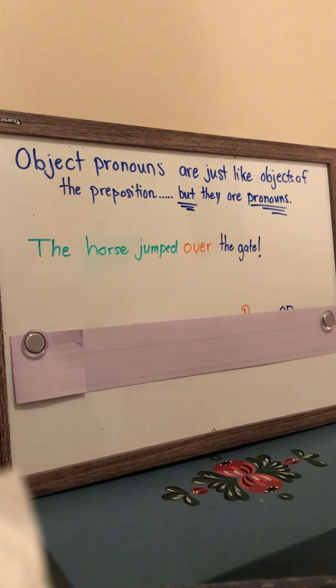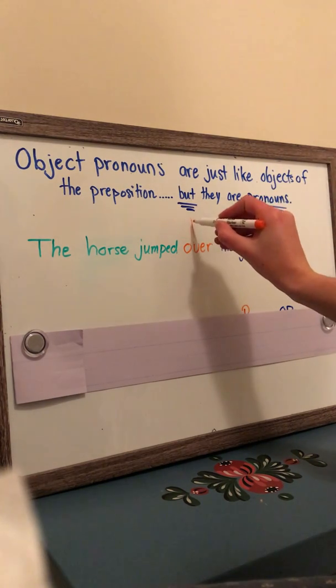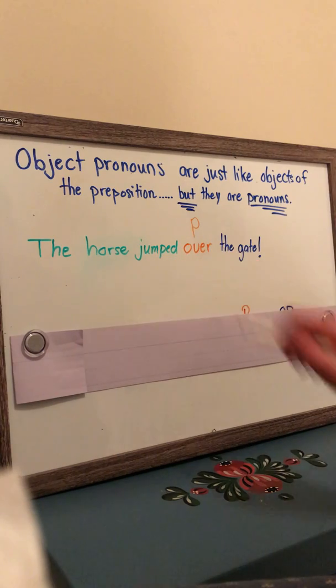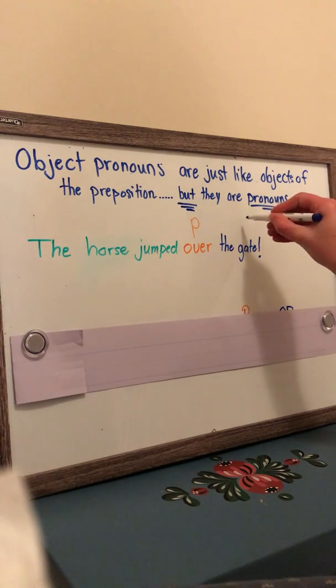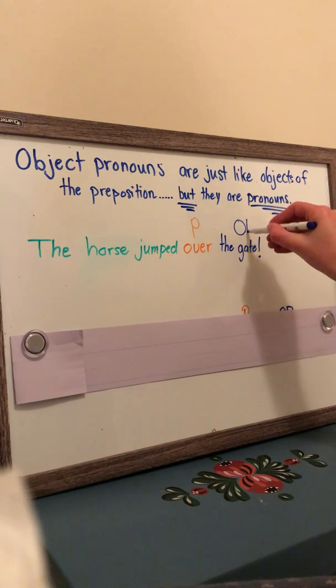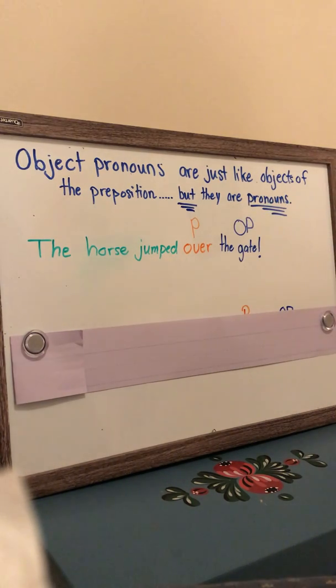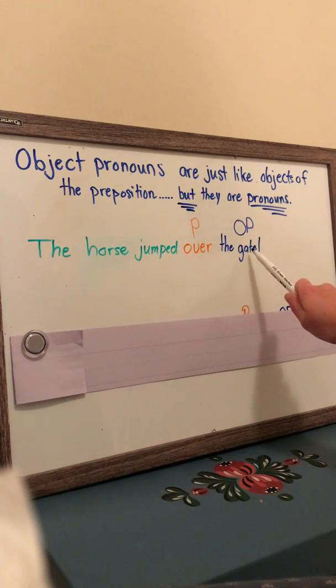Yup, over. Over is our preposition. Let me find my orange marker and write P for preposition right there. Over is our preposition. Now, what word is the object of the preposition? What did the horse jump over? The gate, that's correct. So what I'm going to do over here is put OP for object of the preposition. So that is not an object pronoun, right? Because gate is a noun.